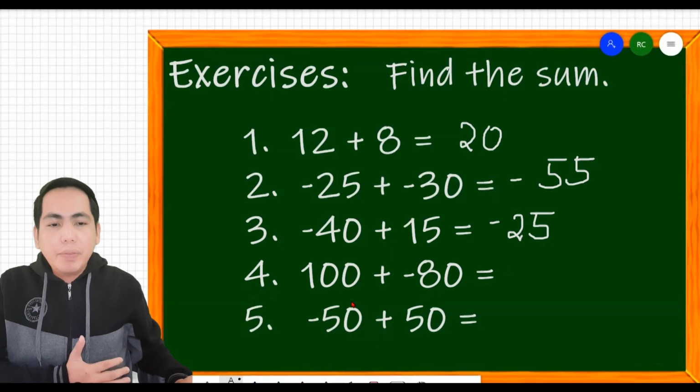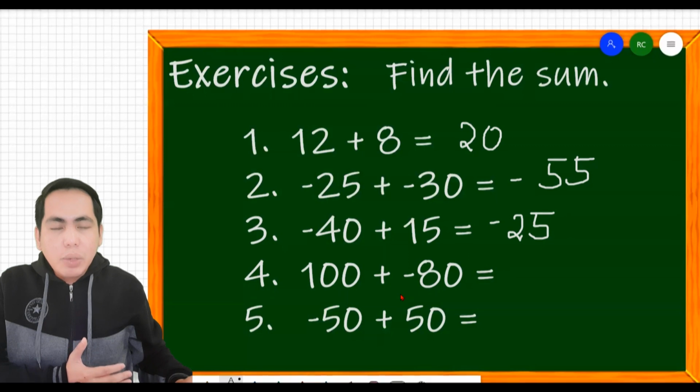Now let us have number 4, 100 plus negative 80. Since they have different signs, we are going to subtract 100 minus 80 to give us 20. And since 100 is bigger than 80 and the sign of 100 is positive, therefore our sum is a positive integer. So 100 plus negative 80 will give us positive 20.